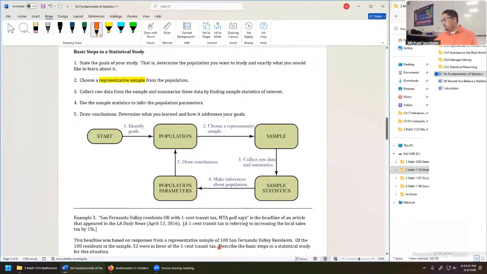Okay, this problem is kind of unwieldy. It's really 5 different parts. Describe the basic steps in a statistical study for this situation. I felt like it didn't make a very good problem in my lab. It was just kind of too unwieldy with lots of parts, lots of opportunities to make just a simple mistake and have to start it all over again. Those are frustrating problems.